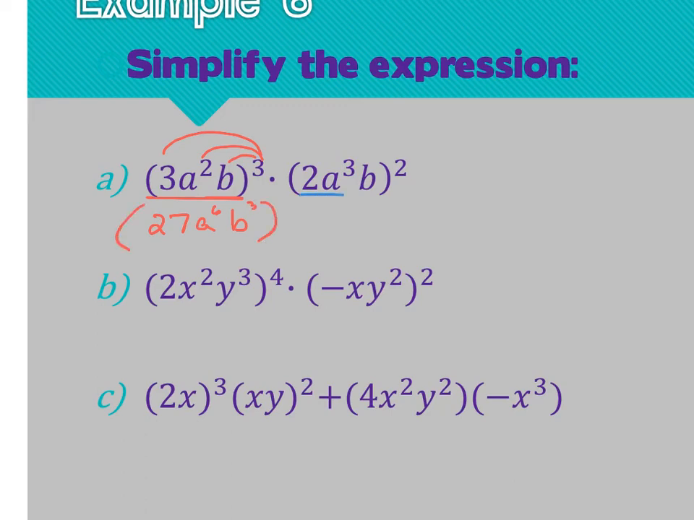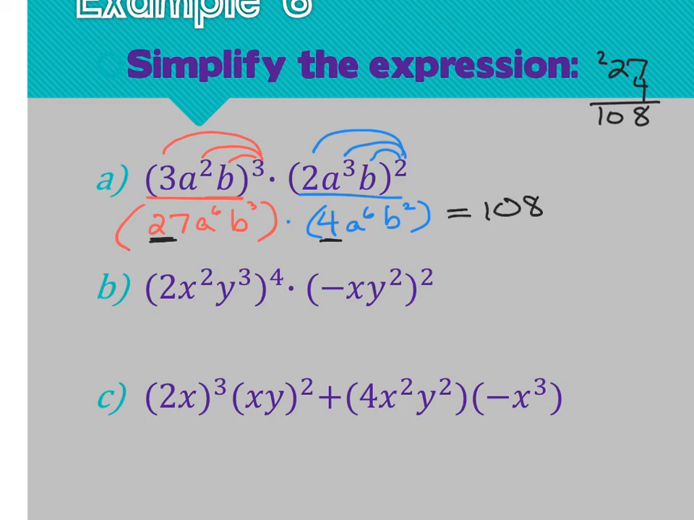Now I have to do this one. The 2 will go to the 2 squared, A becomes A to the 6th, and B becomes B squared. Now I can go back and multiply. Multiply your coefficients. 27 times 4, 108.